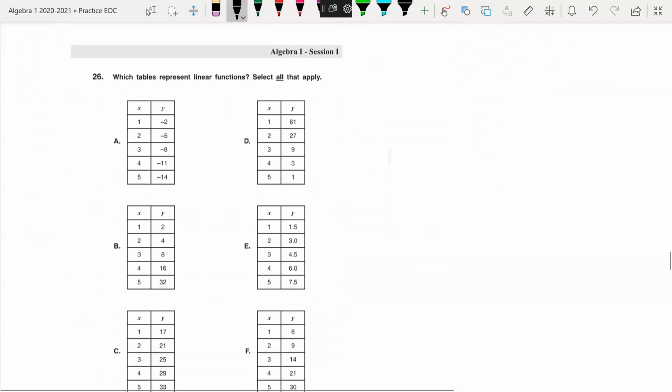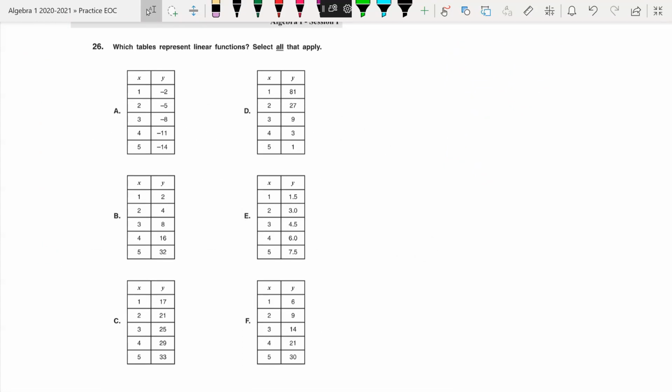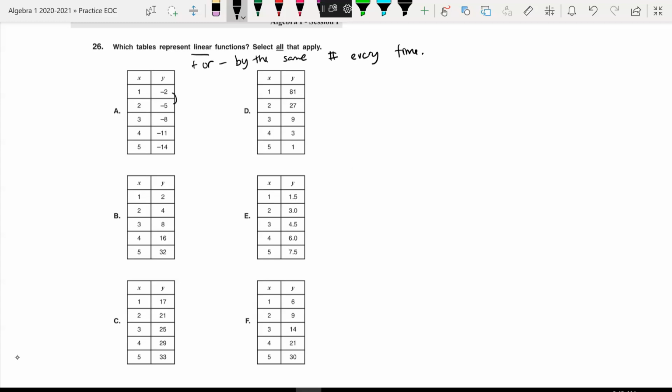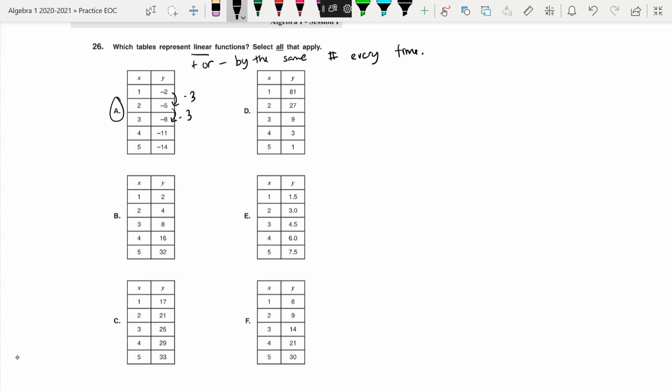Number 26 says, which tables represent linear functions? Select all that apply. Linear means you're going to add or subtract by the same number every time. So when you do this, A, notice I am subtracting 3 every single time. So A is a linear function. D is not, because I'm dividing by 3. I don't want to divide, so it's not linear.